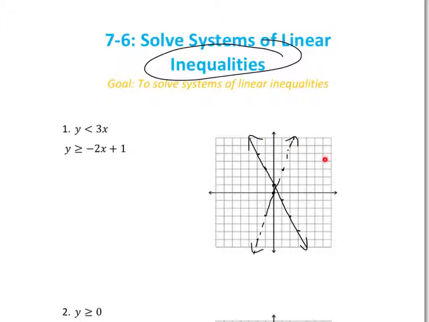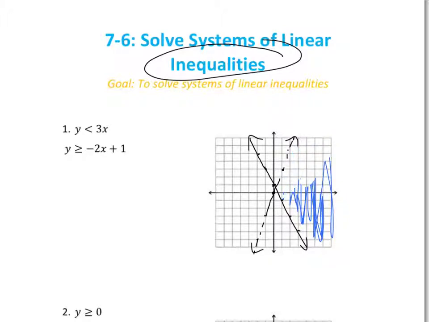Now greater than or equal to negative 2x plus 1 means you shade above it. So we're going to shade up here. And for the dotted one, we need to shade down here. All we're going to do is shade where they overlap. So where those both overlap is going to be right in here.